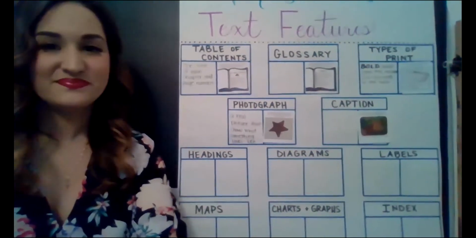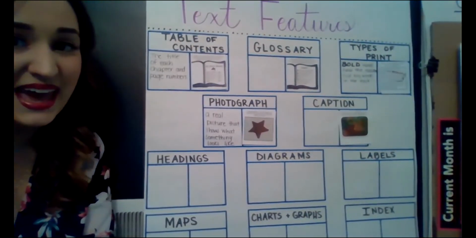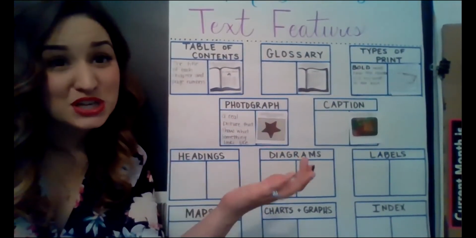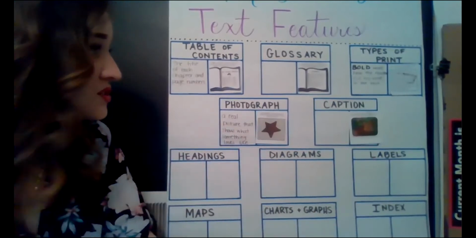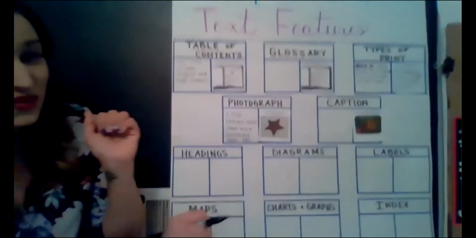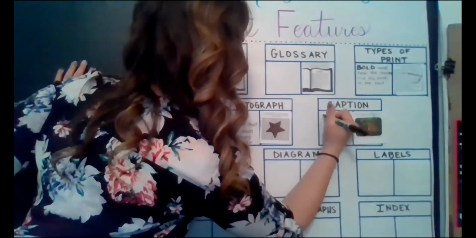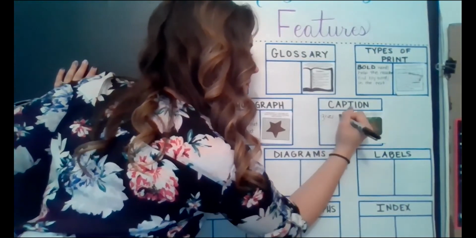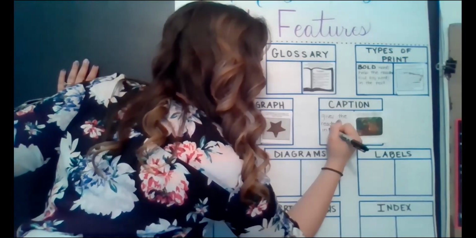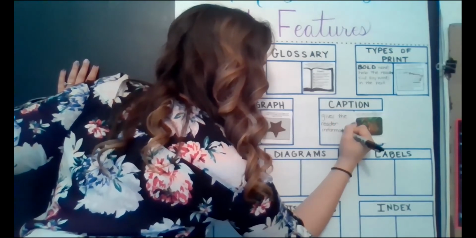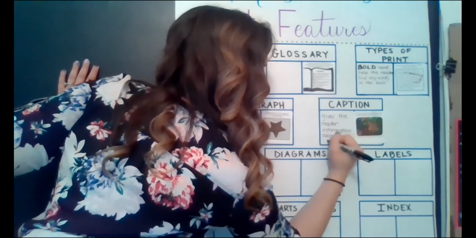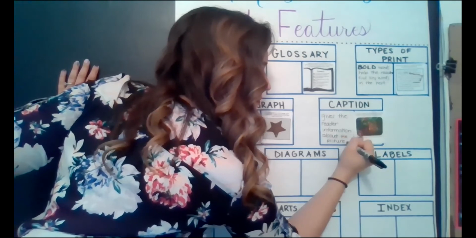Great. Now, the last thing on here is a caption. The caption was that thing that I showed you underneath the photograph. We said the caption gives us more information. So we look to a caption to get some information about the photograph. Yeah, so let's write that. The caption gives the reader more information about the picture. Awesome.